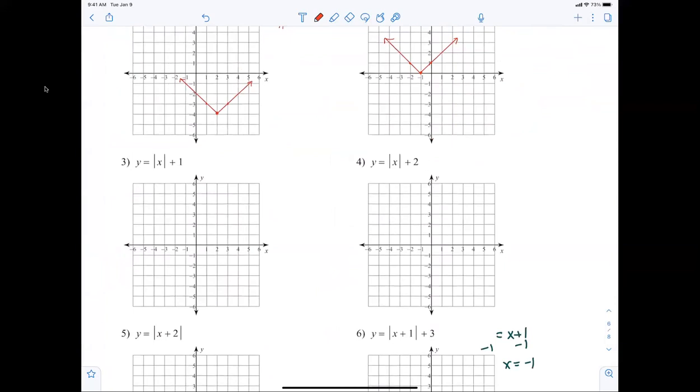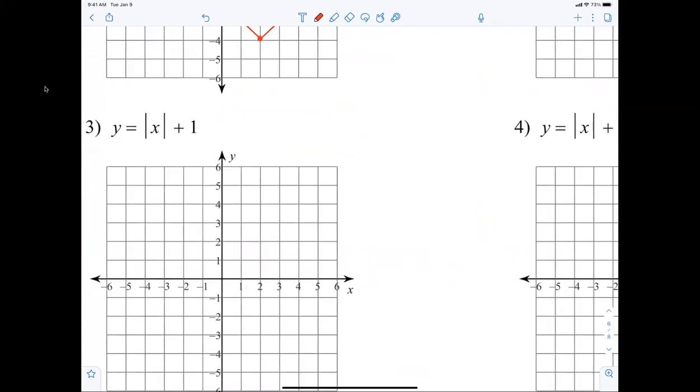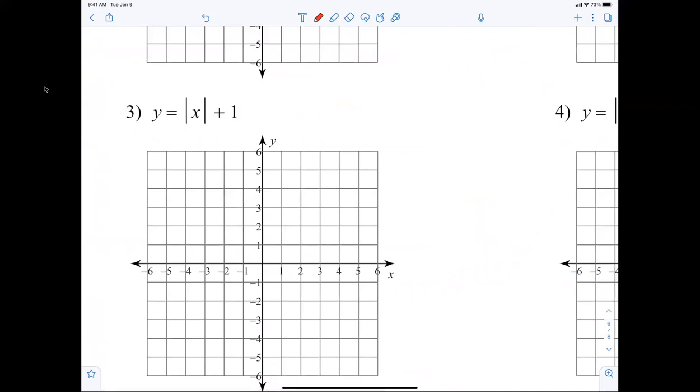Number 3, what are we doing? Up 1. It's outside the absolute value. If it's outside the absolute value, it affects the up and down. So here the vertex is going to be what? 0, 1. Then from there we go up 1 to the right one, up 1, left 1, and then drawing the graph.